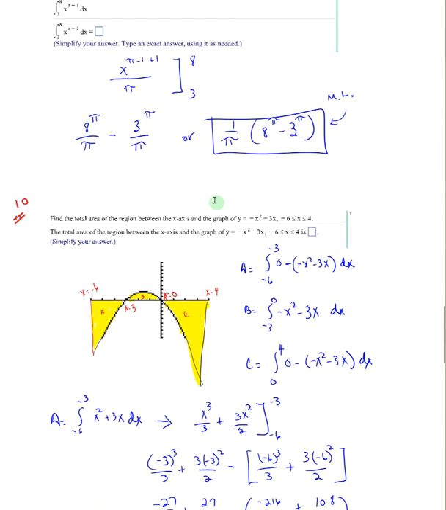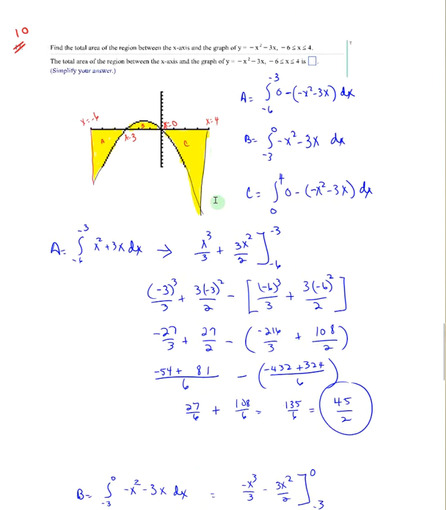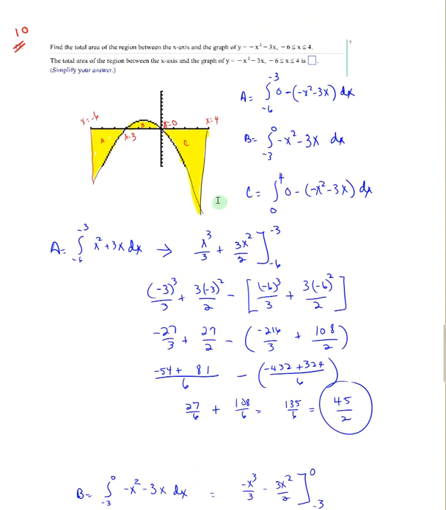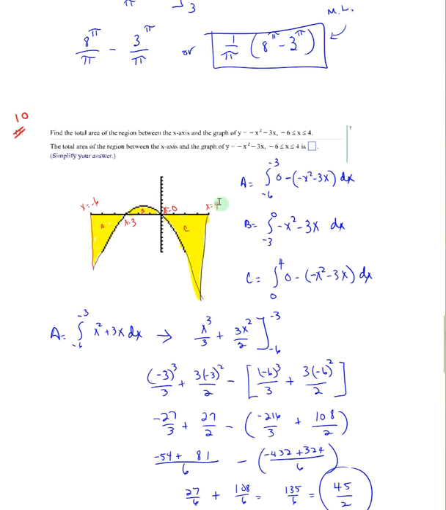Number 10 and number 11, we are going to be doing areas, and this is an important part. Find the total area of the region between the x-axis and the graph of y equals -x squared minus 3x from -6 to 4. So I graphed this in my calculator. I brought that little graph over here. Now these lines don't show up on your graph, but you've got this thing.